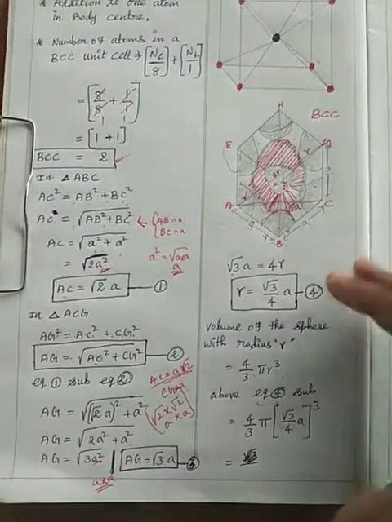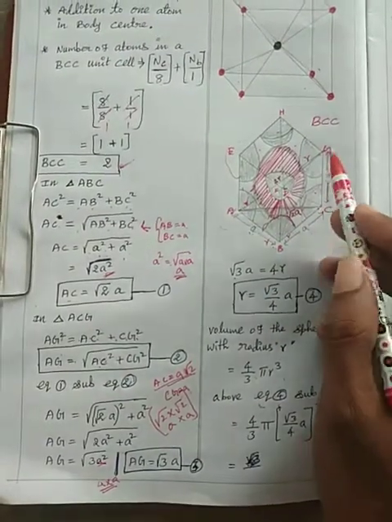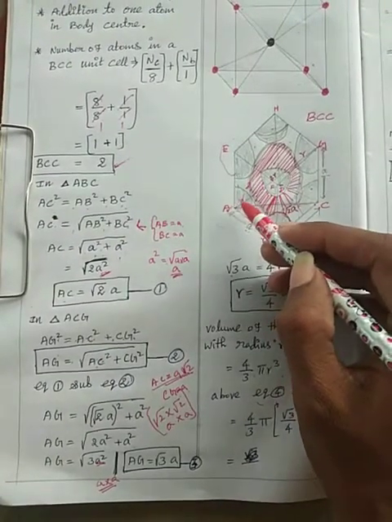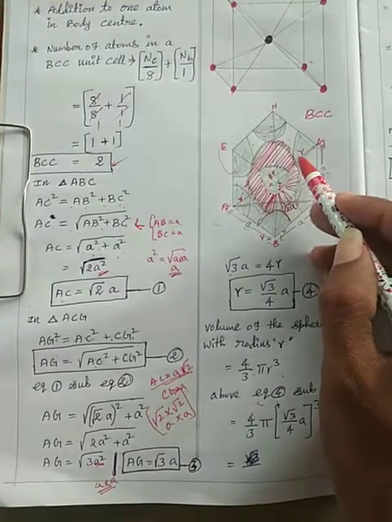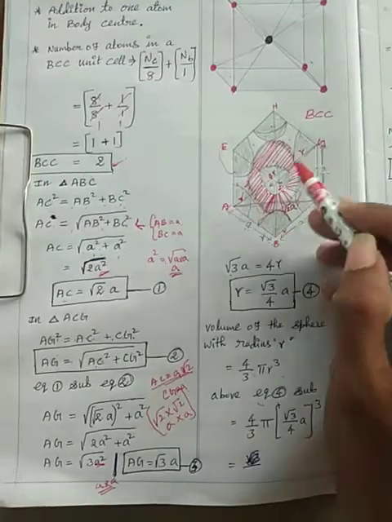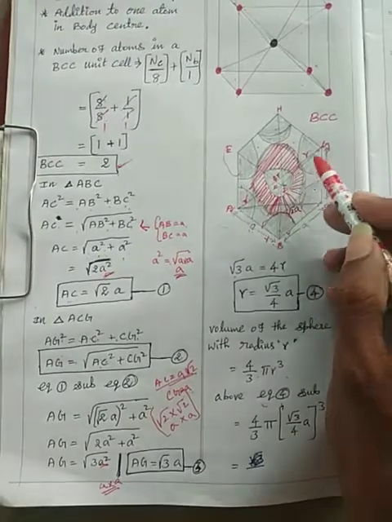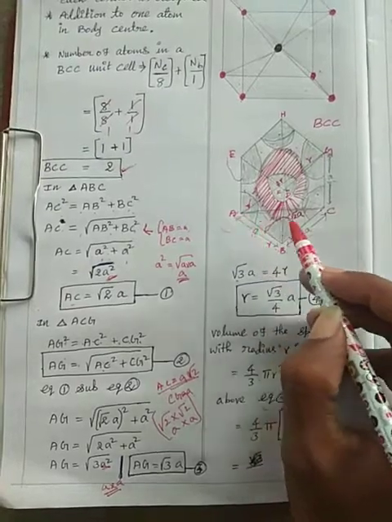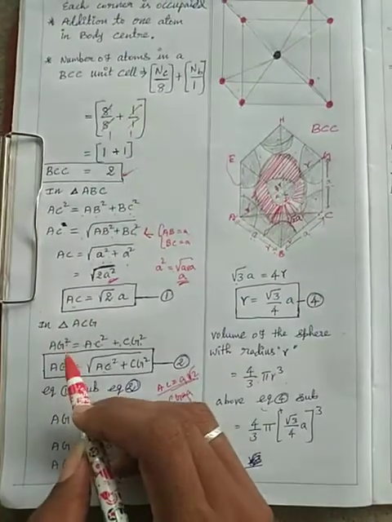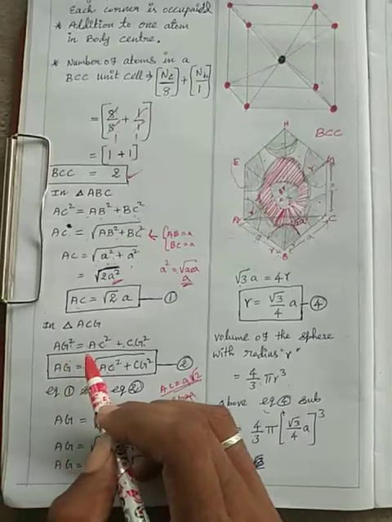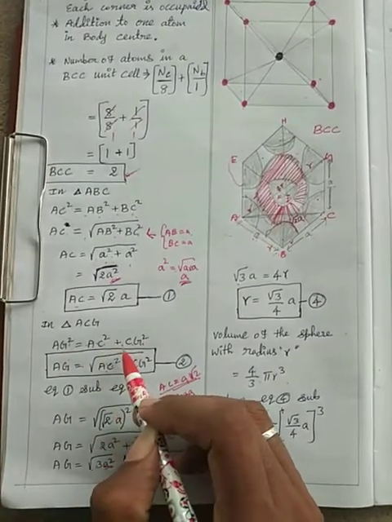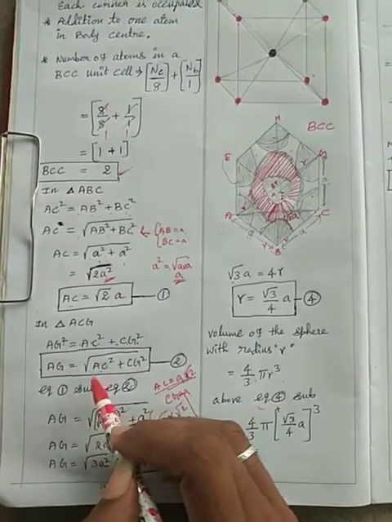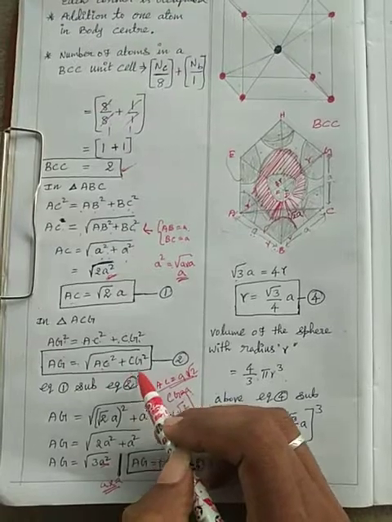So next, follow the same for the triangle ACG. It is the 2 radii of the cube. The small corner atom is 1 radius, and the large corner atom along AG is 1 radius, so the total is 2r. So in the triangle ACG, apply the Pythagoras theorem: AG squared equals AC squared plus GC squared. Remove the square: AG equals root of AC squared plus GC squared.